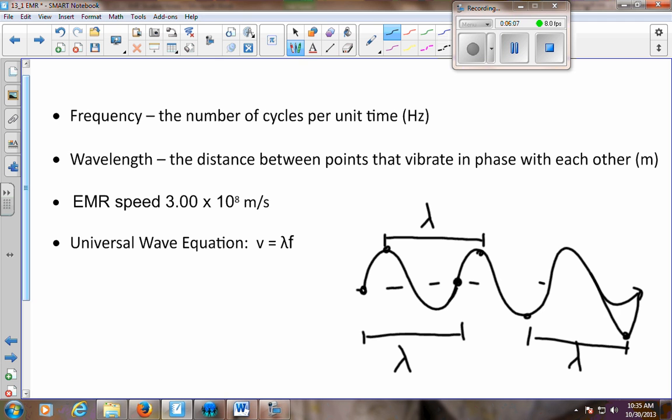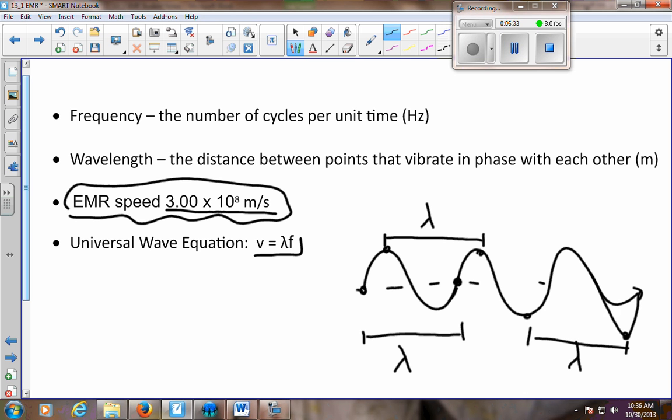Next thing, EMR has this interesting value: it has a speed when it's in air or in a vacuum, and it travels at 3 times 10 to the 8 meters per second. It doesn't matter what type of EMR, and it doesn't matter where the EMR originated from. When it's in air or a vacuum, it travels at that speed.